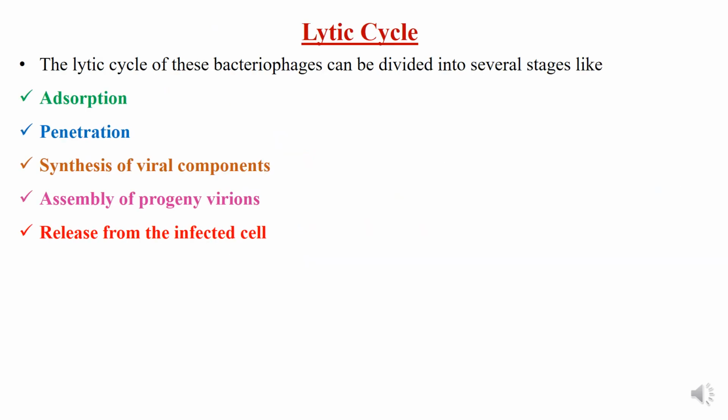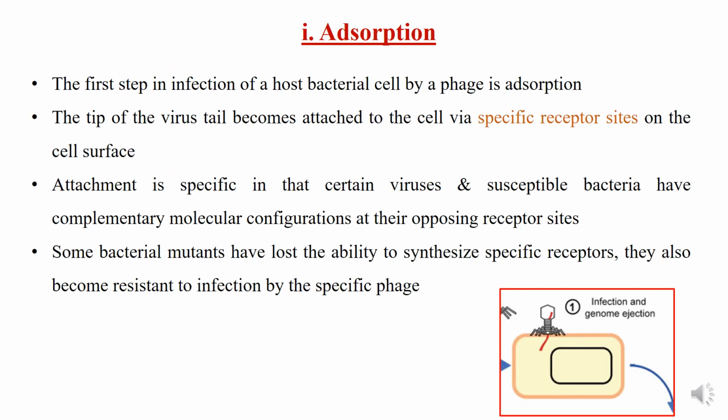The lytic cycle is divided into different stages: the first is the adsorption stage, then penetration, third is the synthesis of the viral components, fourth is the assembly of the progeny virions, and fifth is the release from the infected cells. We will discuss each one in detail. Coming to the first step, the adsorption phase, the name itself indicates the adsorption of virus particles to the bacterial cell. It is the term adsorption, not absorption. Adsorption means surface attachment of things.